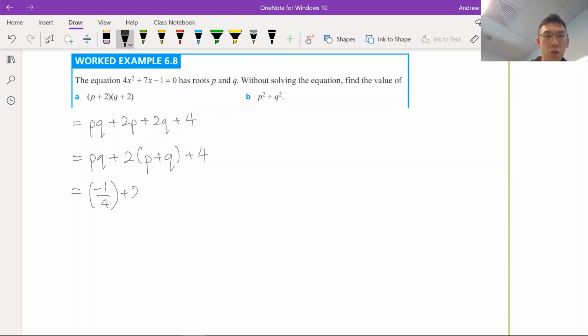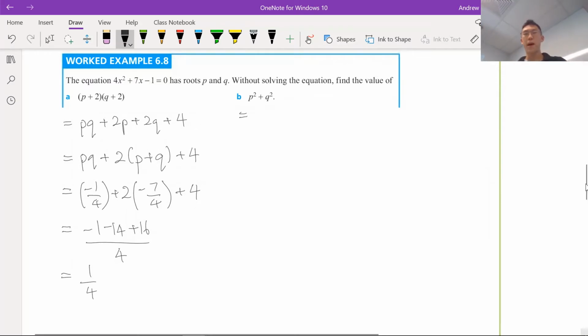Plus 2 outside of what's the formula for the sums? Alright, negative B over A. Plus 4. Okay? And then if we put all this together, well, let's just make everything over 4. Minus 14 plus 16, because 4 is 16 over 4.